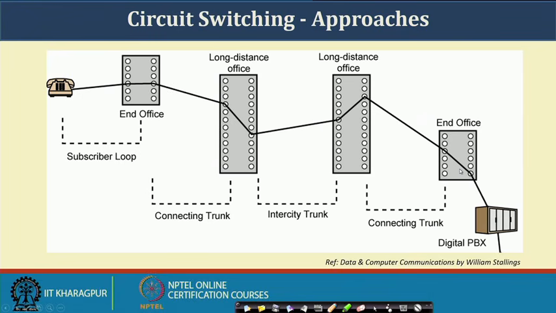In other words, this path is reserved, or the resources are reserved at the different exchanges with different resource allocation schemes, right. In this case it is a connecting trunk, then an intercity trunk, then another connecting trunk, and so on, and there can be many other hops, but nevertheless the whole path is reserved.